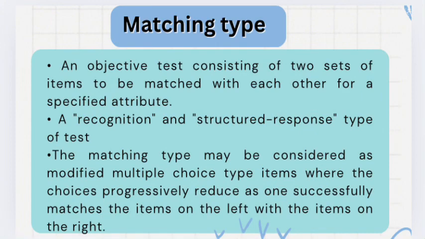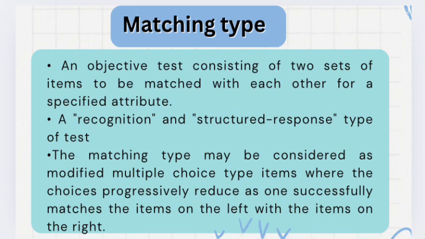An objective test consisting of two sets of items to be matched with each other for a specified attribute. A matching type measures the ability of the student to identify the relationship between a set of similar items, each of which has two components such as words and their definitions, symbols and their meanings, dates and events, causes and effects, people with their accomplishments, and problems and solutions.